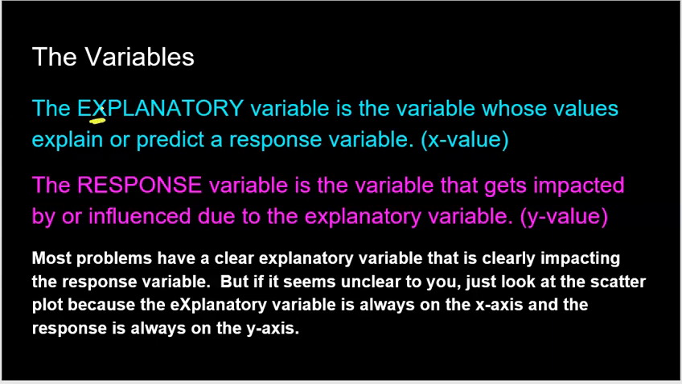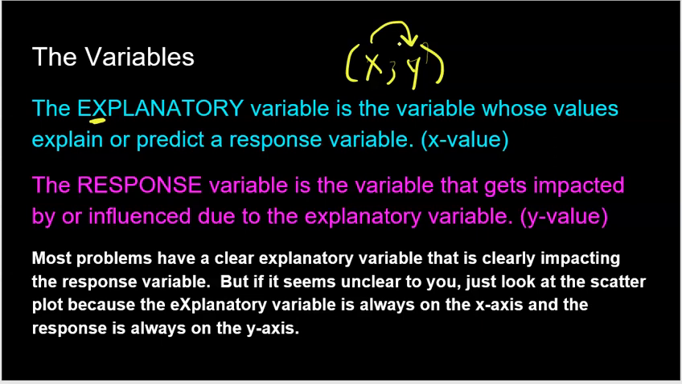Now, the response variable is the variable that gets impacted by or influenced due to the explanatory variable. So when you're reading the problem, you want to identify what variable do I think is impacting the other variable, right? And the one that's doing the impacting, the one that's doing the explaining, that's the explanatory variable. It explains the response, right? So if we think of the point X comma Y here, the X variable explains the Y variable, and the Y variable is responding to that X variable. So most problems have a clear explanatory variable that is clearly impacting the response variable.